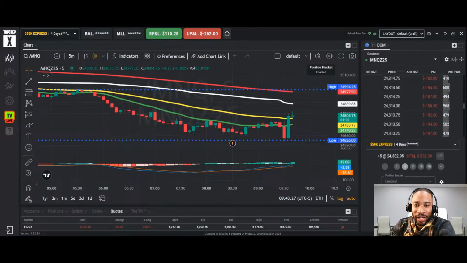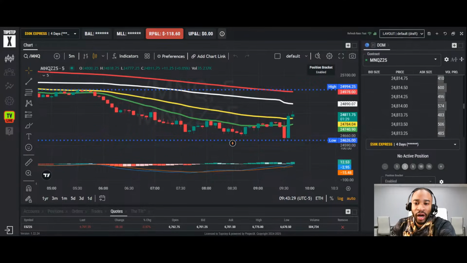I'm thinking about getting out though as well. I'm gonna get out. Filled. All right, so on this play, I'm currently down $118.60. I noticed that it was taking its time to work out, so I decided to stop out on that play.